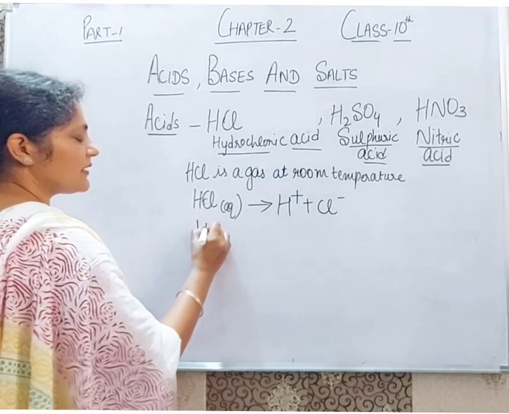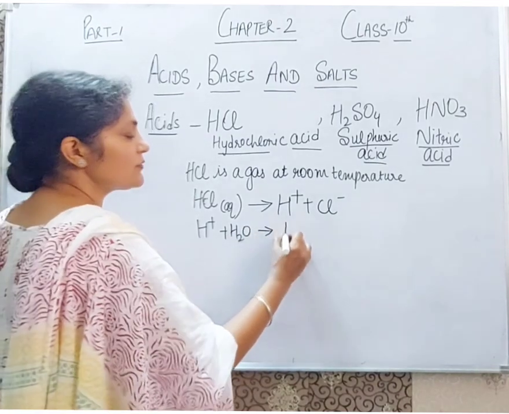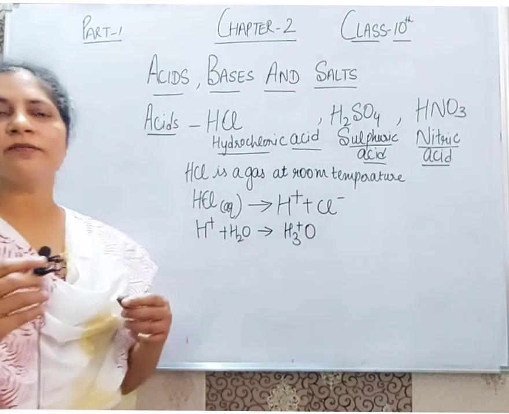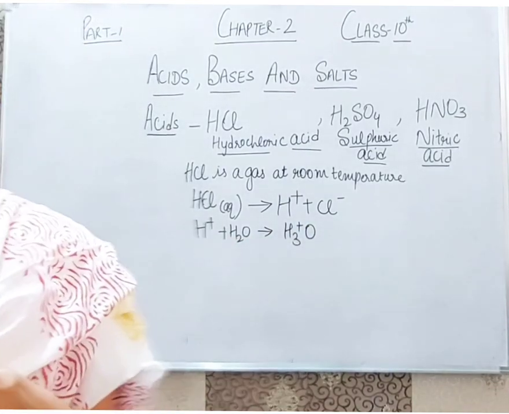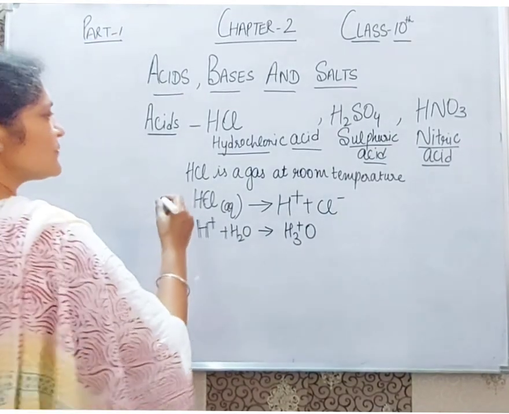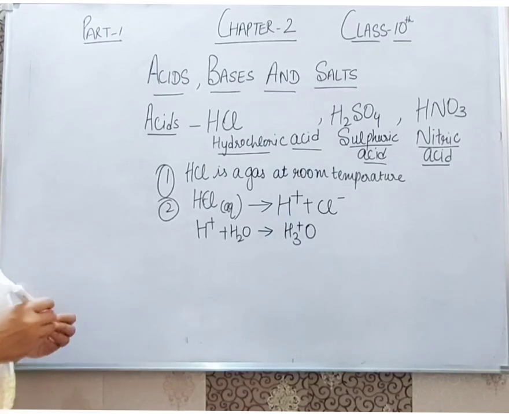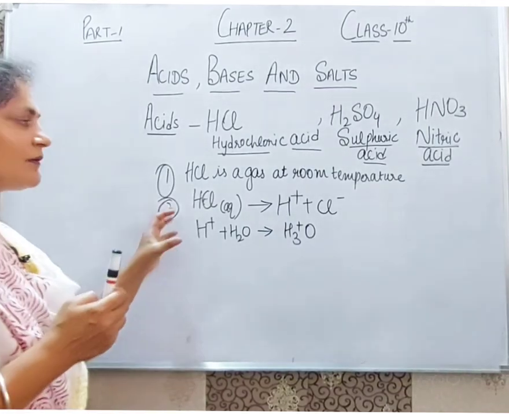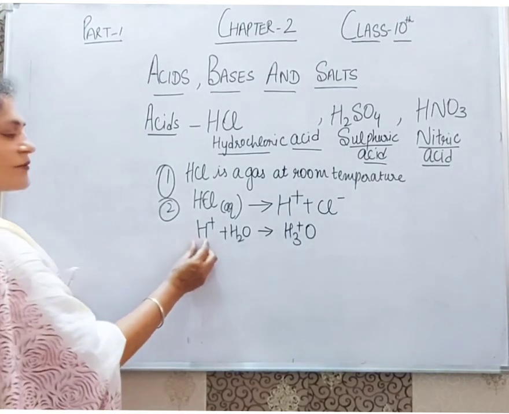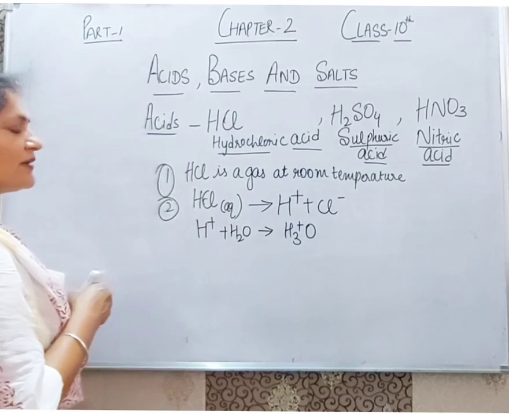This hydrogen ion again reacts with water to give hydronium ion. H3O+ is the formula of the hydronium ion. Right students? So this is the first property of the acid. When they are dissolved in water, they give hydrogen ions, and these hydrogen ions, when dissolved in water again, give hydronium ion.